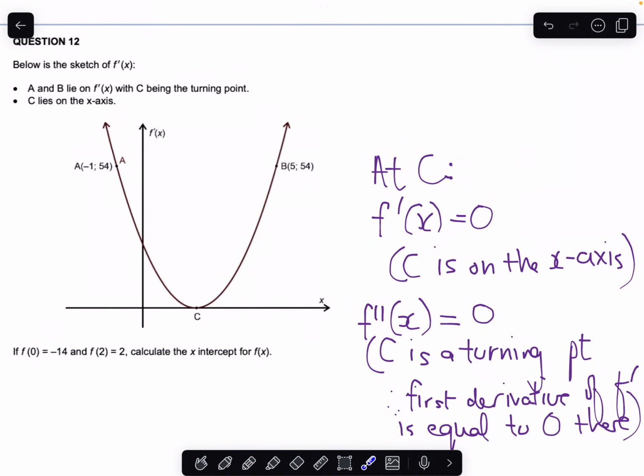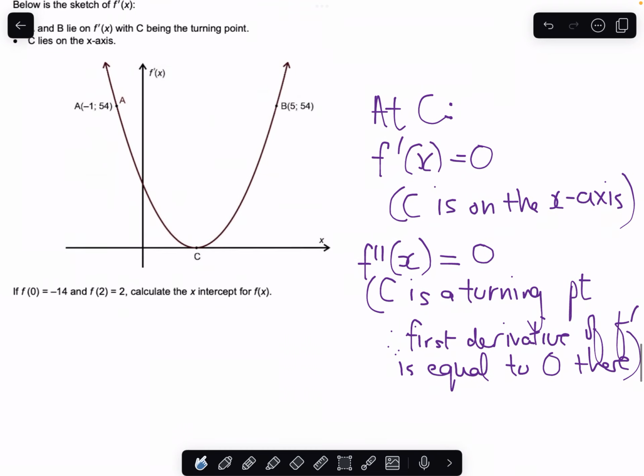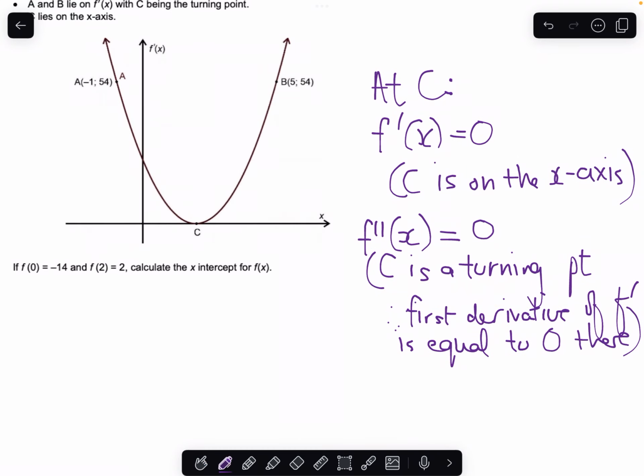Right, let's read some more. If f of 0 is negative 14, so the y-intercept of the original graph f is negative 14, and f of 2 is equal to 2, so the point (2, 2) lies on the original graph as well. Calculate the x-intercept for f of x. So I'm going to try and draw a rough sketch of what this graph looks like.